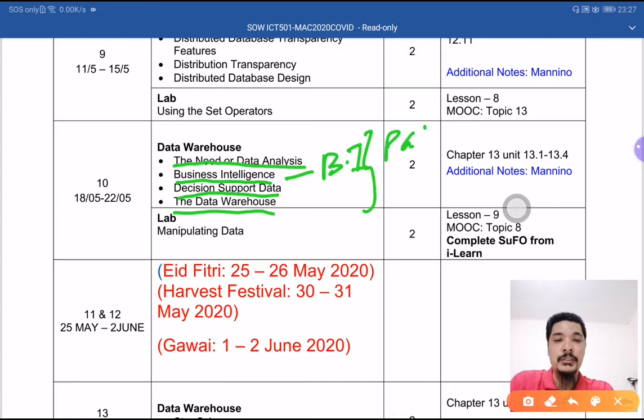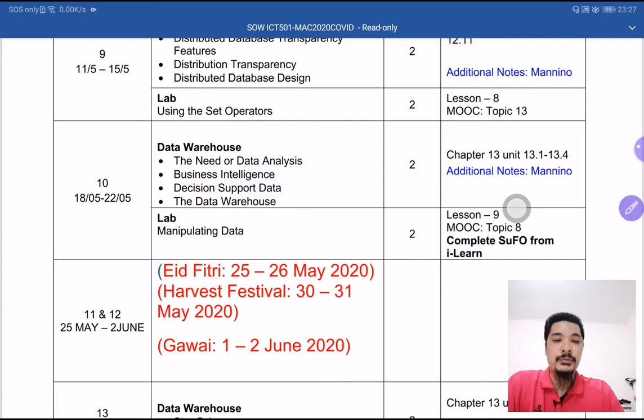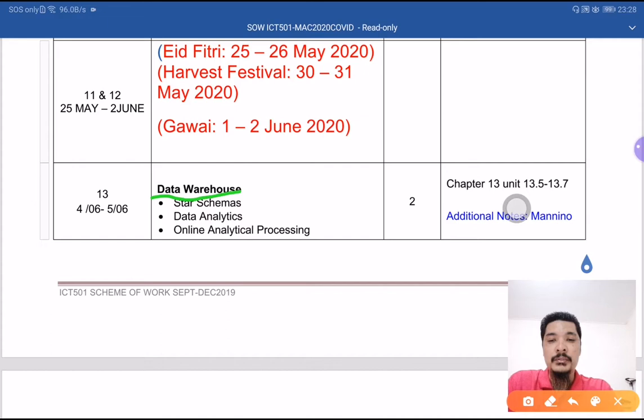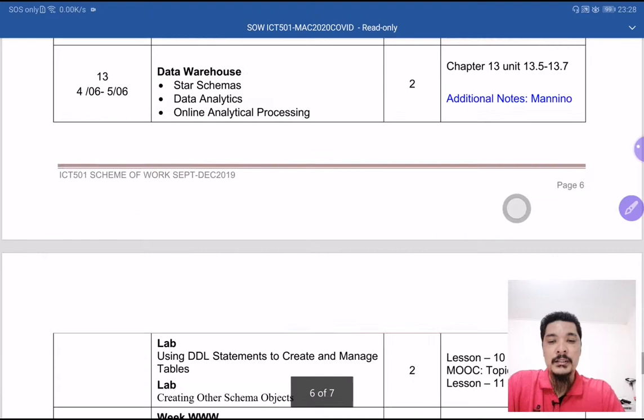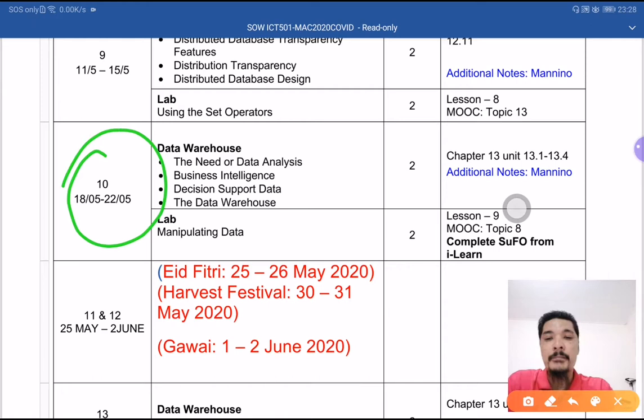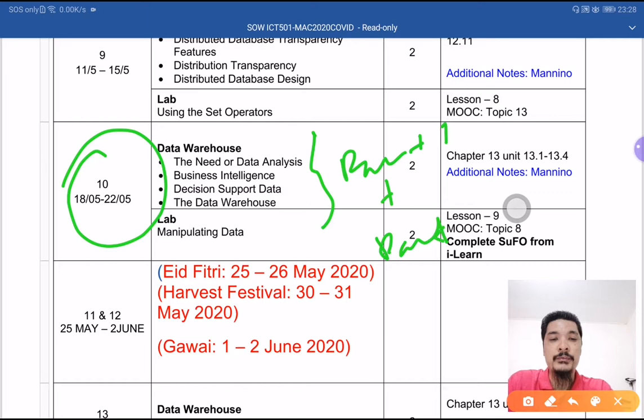So maybe we continue with another part. Part two is also about the data warehouse. It covers star schema, data analytics, and online analytical processing, OLAP. This is considered part two. I try to finish part one and part two together within this week, so hopefully you all can listen and watch the video during week 10, for both part one and part two. I'll try my best. So without further ado, let's continue to part one, the data warehouse and business intelligence topics.